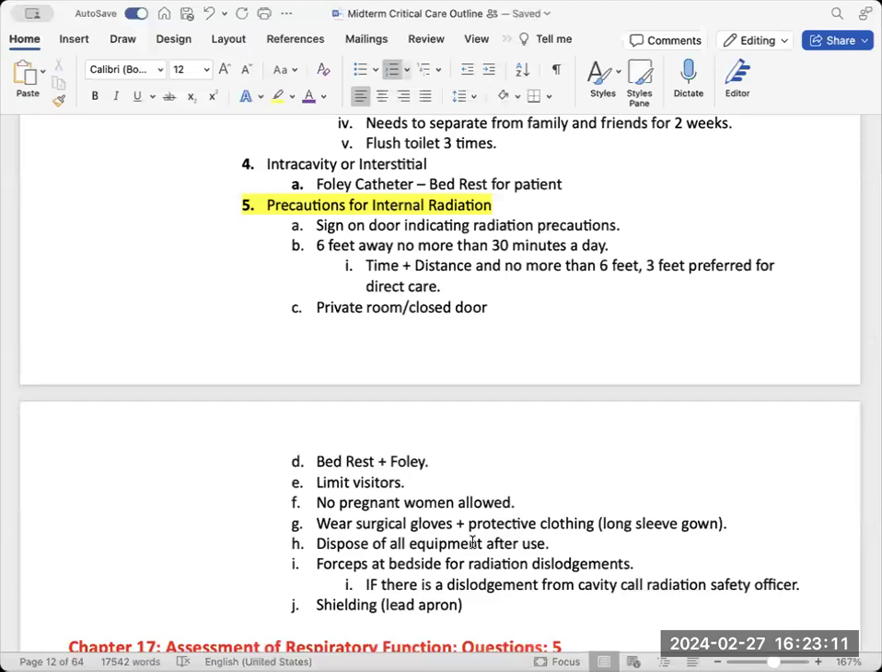We need to wear surgical gloves and protective clothing when we're handling chemotherapy agents, and dispose of everything properly. She said we need to keep forceps at the bedside to prevent any sort of dislodgement, and we need to have shielding or lead aprons, right, when we are entering the room. Is there anything else anyone wants to add?